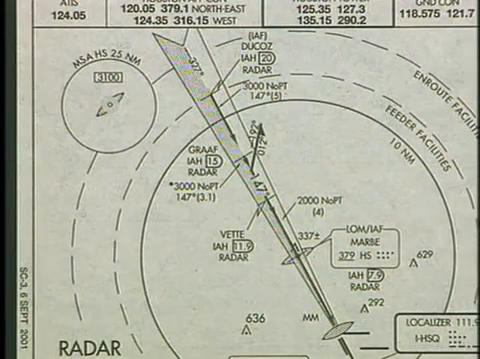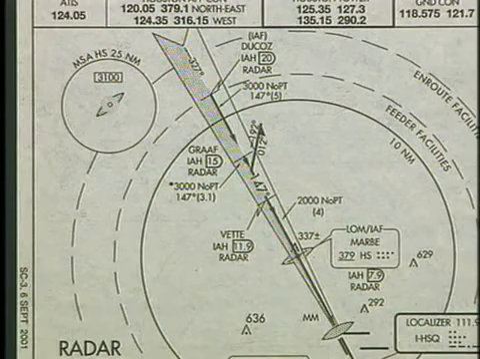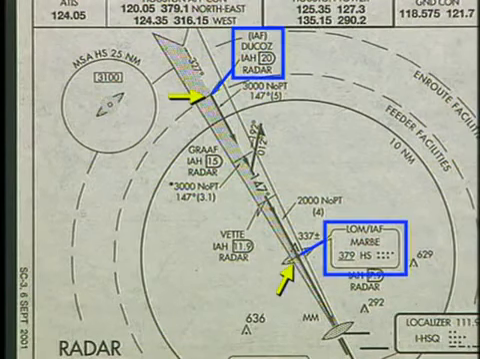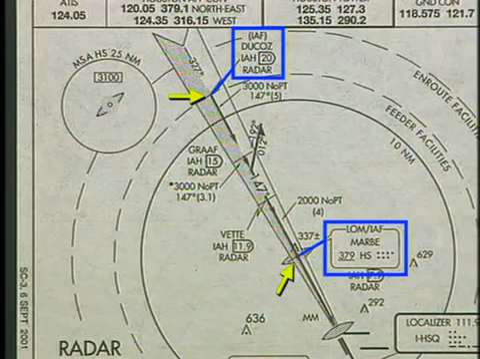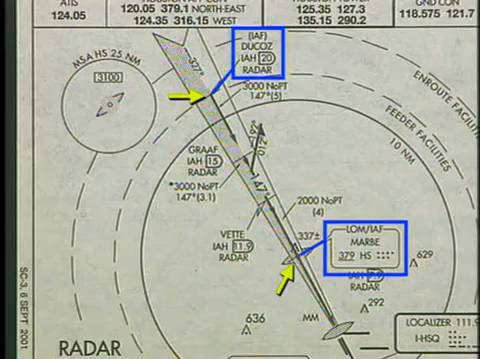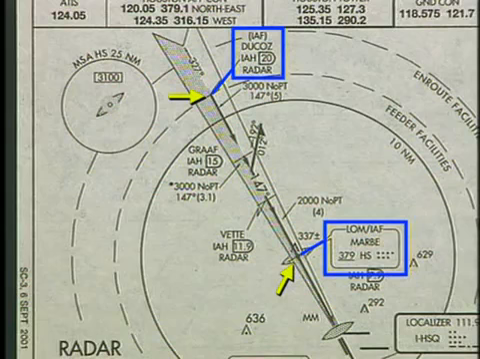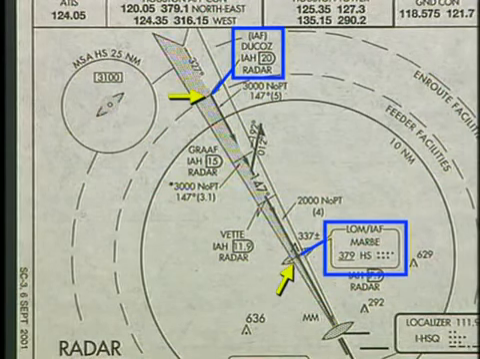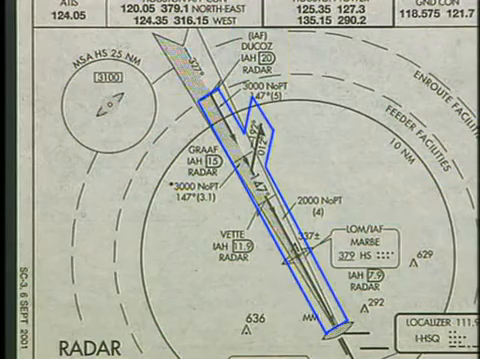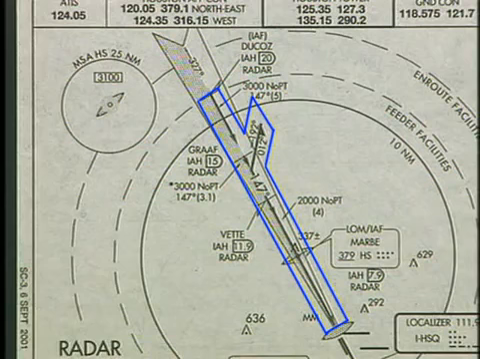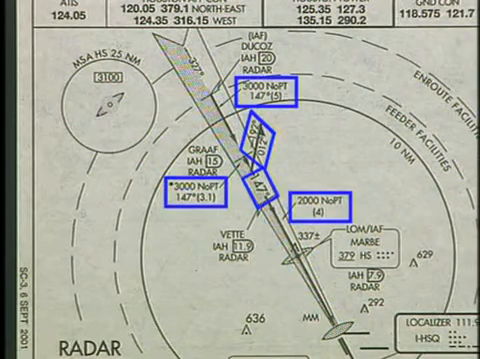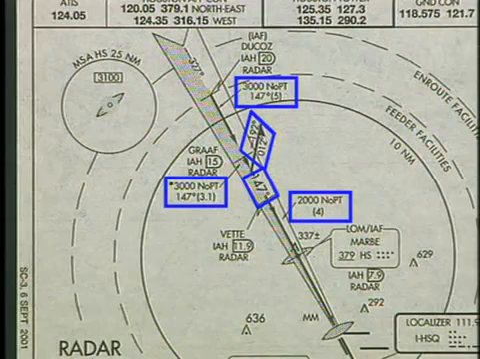The initial approach fix for the approach is indicated on the plan view by the letters IAF. There may be more than one initial approach fix for the approach to accommodate arrivals from different directions. The IAF is used to align your aircraft with the approach course. Heavy bold lines identify all procedural tracks that are part of the approach procedure. At a minimum, these tracks include the magnetic course and may include altitude and distance information.